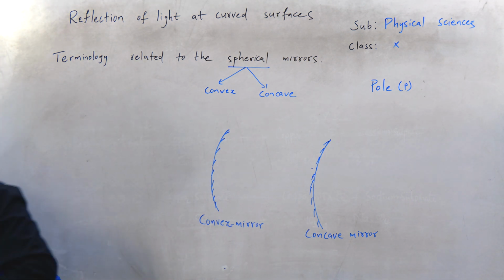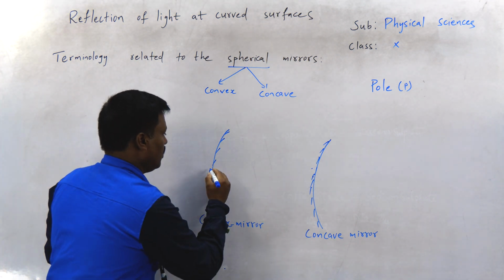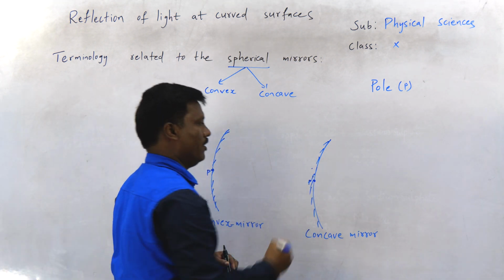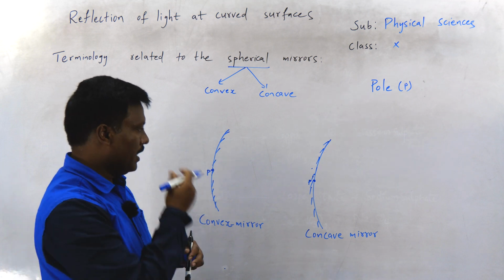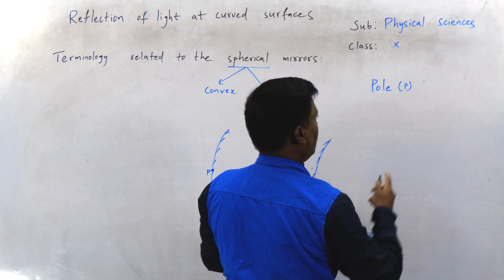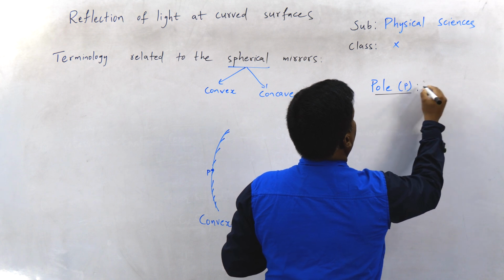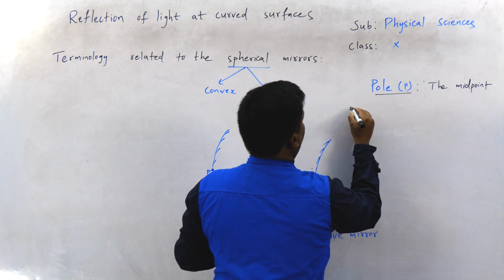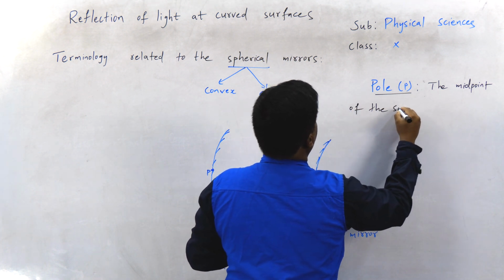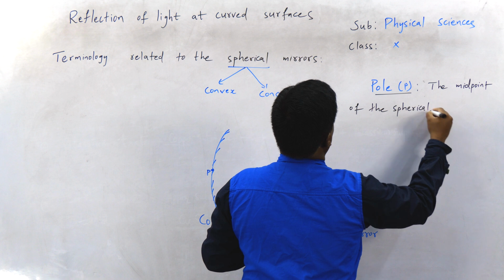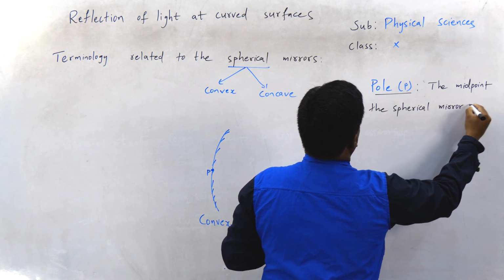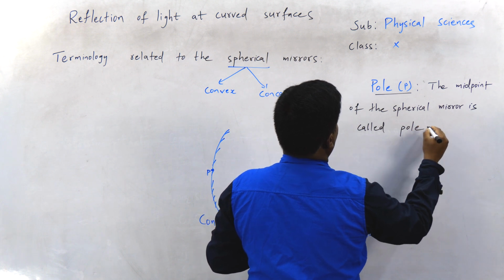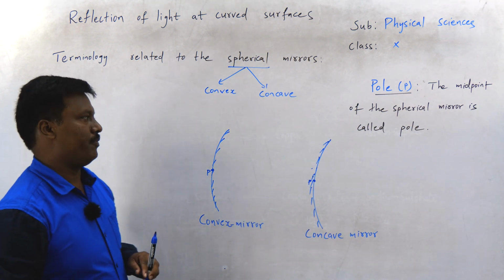Okay, I will denote pole here this way. This is pole. Okay, right. I'll write the definition. The midpoint of the spherical mirror is called pole. The midpoint of the spherical mirror is called pole.